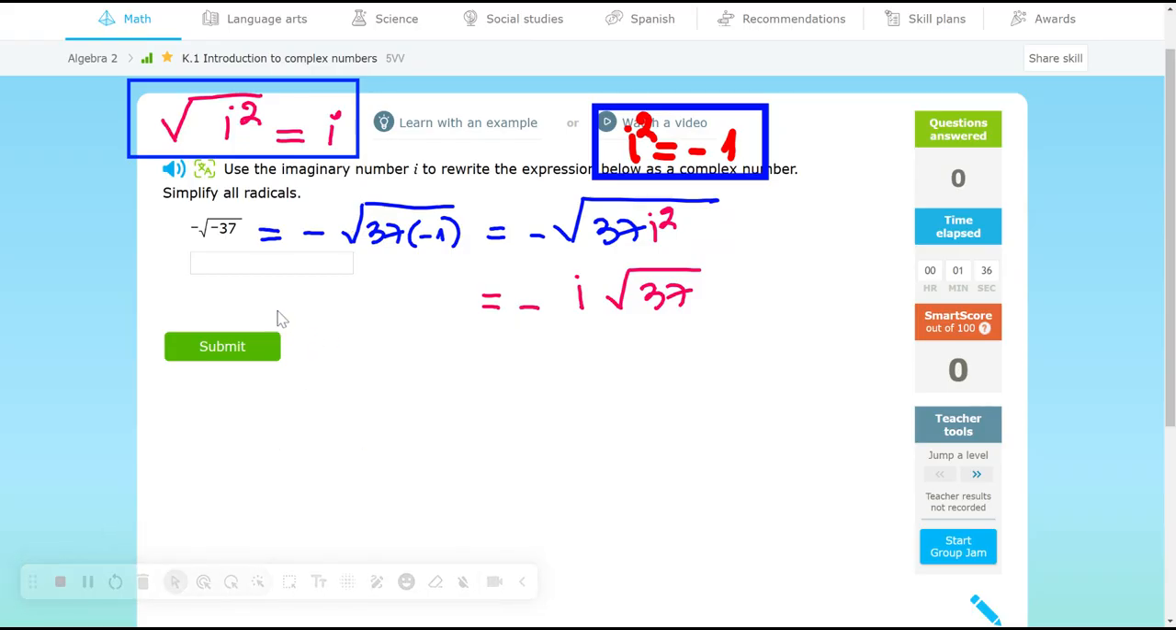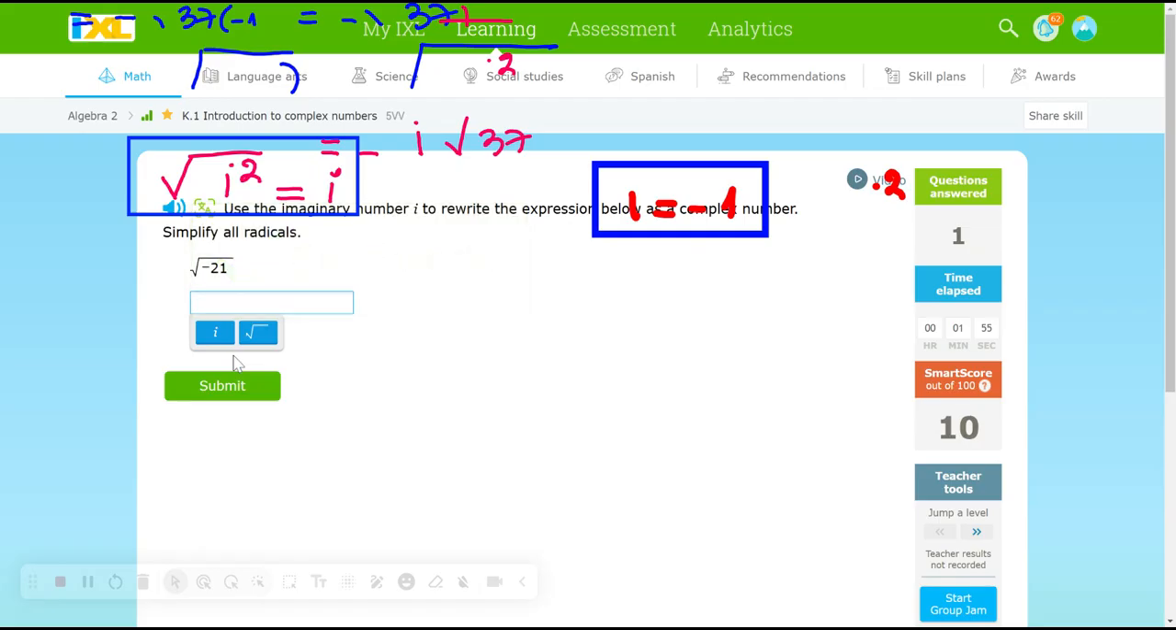Here we go. Voila. The negative sign is already outside, so do not lose it. Okay? And then the i, you move outside already. So now in the square root, you have only 37. That's it. So that is K1. Very simple. Okay? So you should be able to do K1.